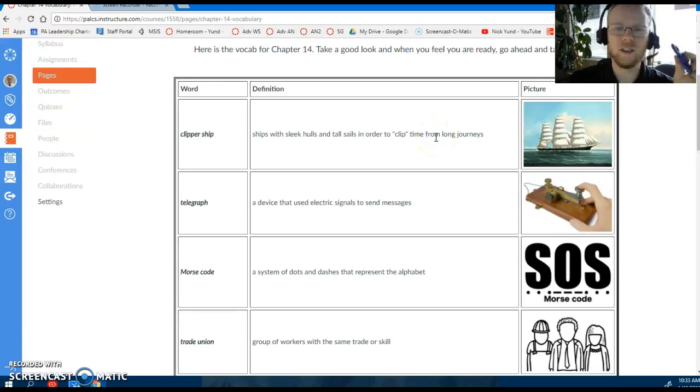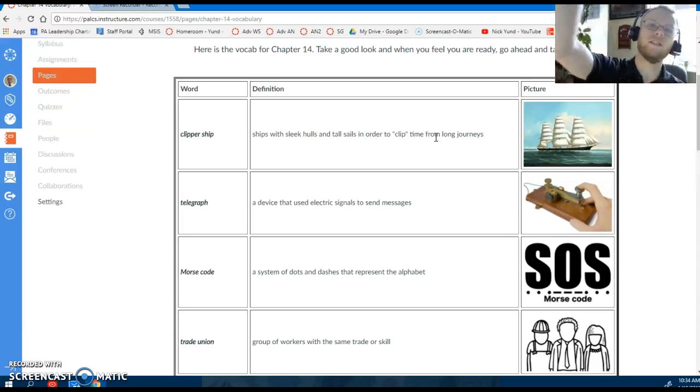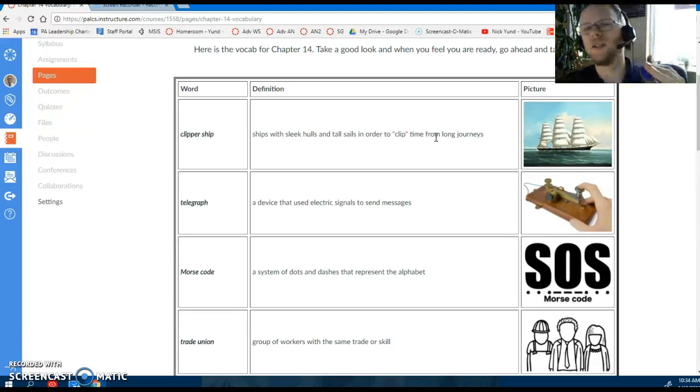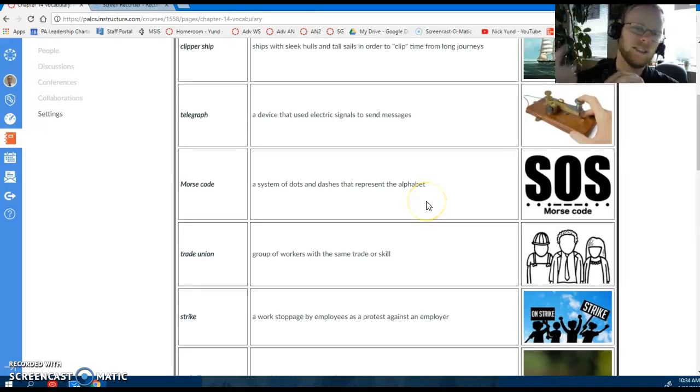Telegraph, a device that used electric signals to send messages, which leads us into Morse code, which is a system of dots and dashes that represent the alphabet that was sent over the telegraphs. They were sort of like the first phone lines, except no words per se. It was the dot dash dot Morse code system that they would use to send the messages. So you had to be able to read or decipher Morse code to send and receive messages. So they had special people that did that.